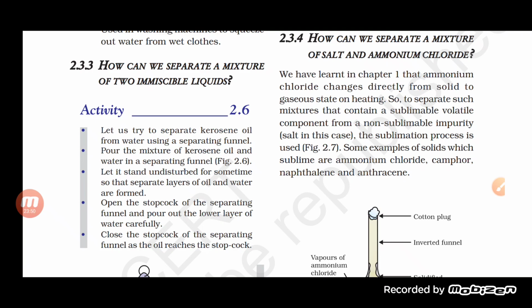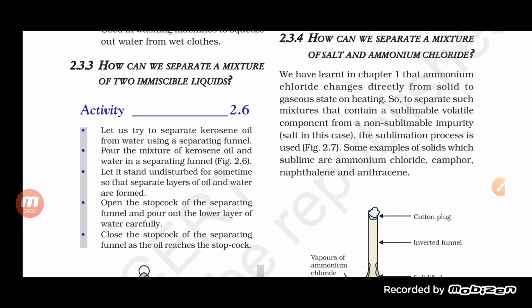Basically, we can separate by the process of sublimation, in which one component directly evolves into gas and the other does not. If both of them are mixed together, then they can be separated easily. For example, if we take ammonium chloride or naphthalene and mix it with a non-sublimable substance, we will find that the sublimable one can be easily separated, since it shows the process of sublimation.